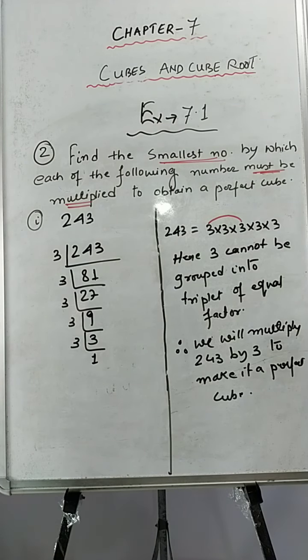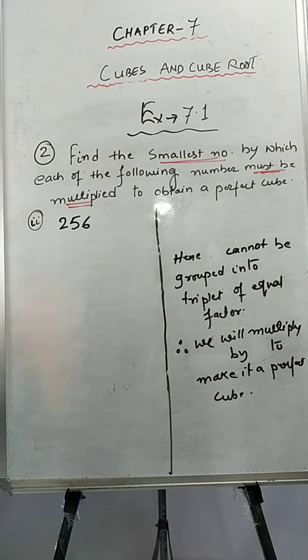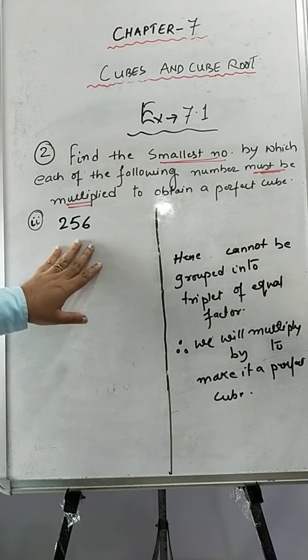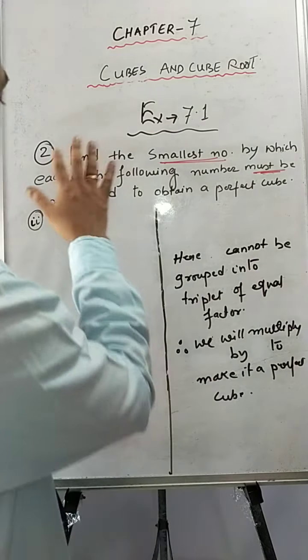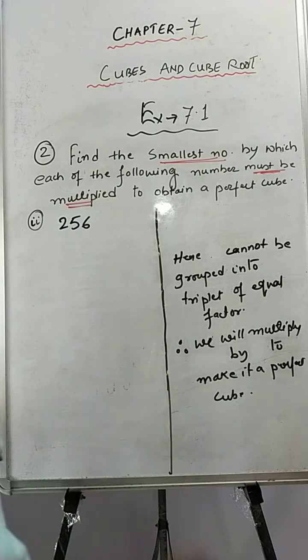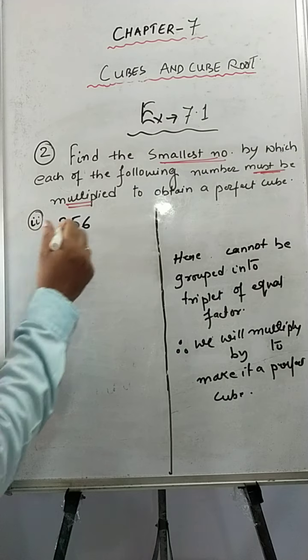Now let's move on to sum number 2 of question number 2. In sum number 2 we have 256. These are the sentences that we will have to write again and again for this question number 2, so I have not rubbed them. The first thing that you have to do is the prime factorization of 256.